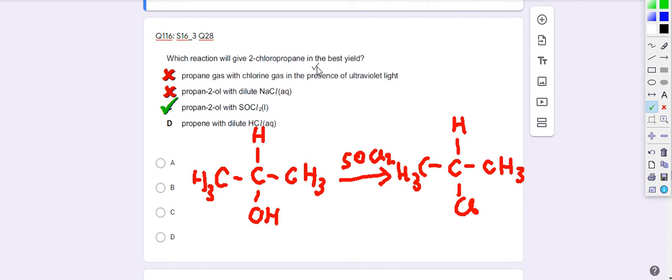Let's look at the last one, propene with dilute HCl. Alkenes do react with hydrogen halide, HCl, HBr, HI, but not dilute solution. Concentrated solution or the pure gas of hydrogen halide is needed. So D actually will not give me 2-chloropropane. Even if they really react, the yield will be very, very small. So, yes, I was correct. C is our answer for this question.